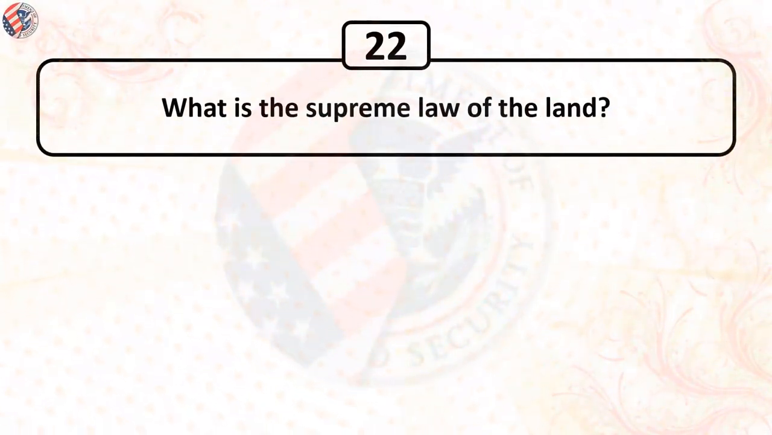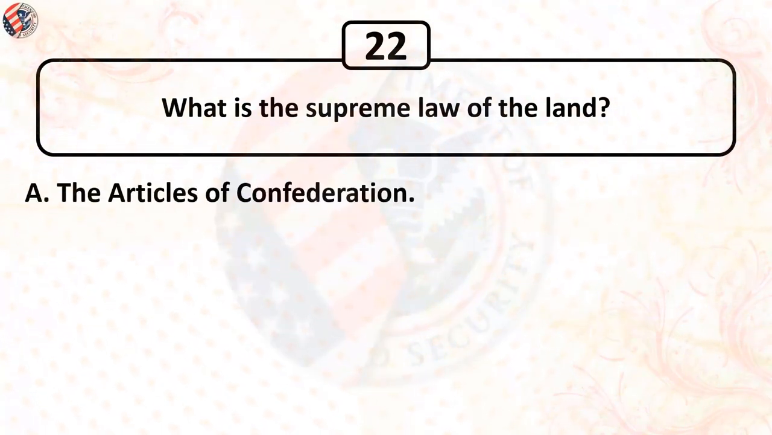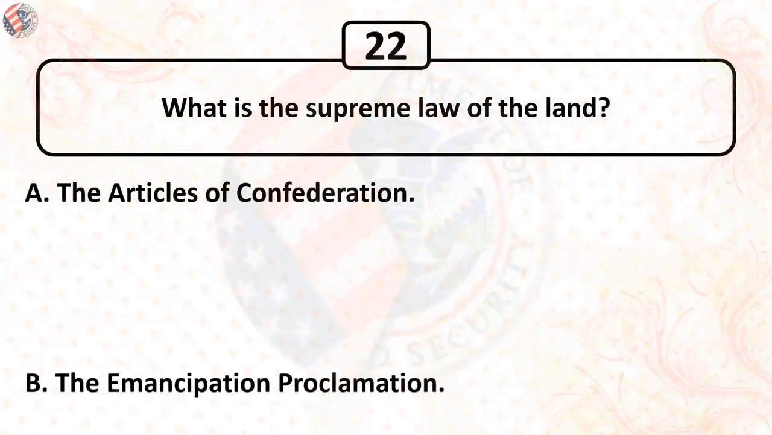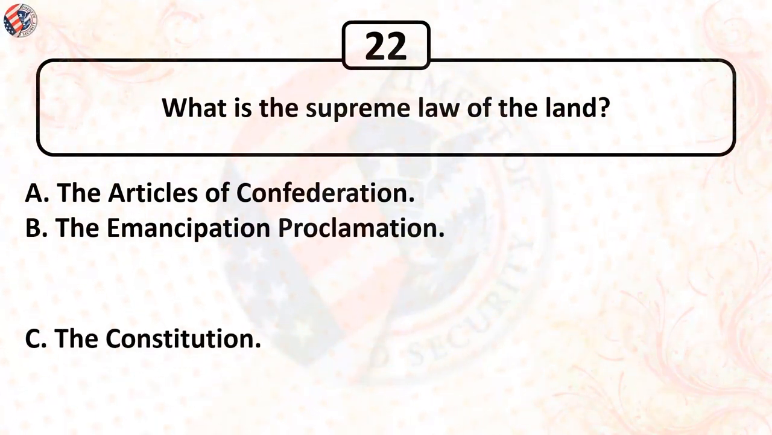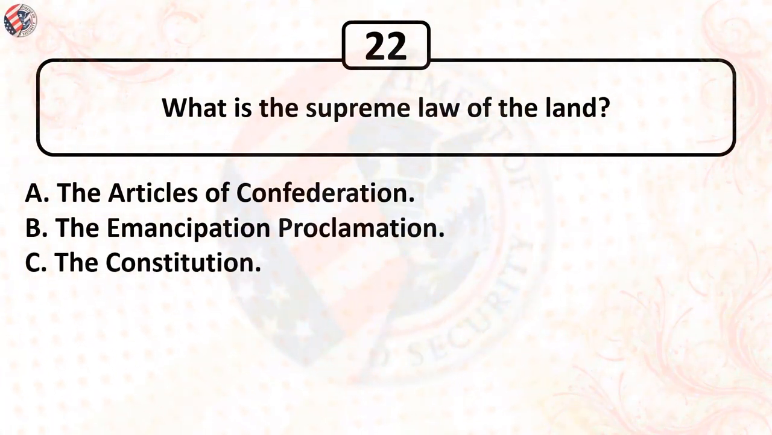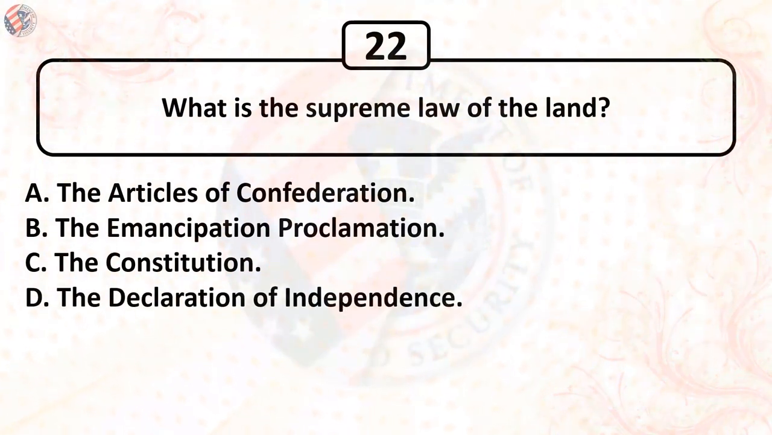What is the supreme law of the land? A. The Articles of Confederation. B. The Emancipation Proclamation. C. The Constitution. D. The Declaration of Independence.